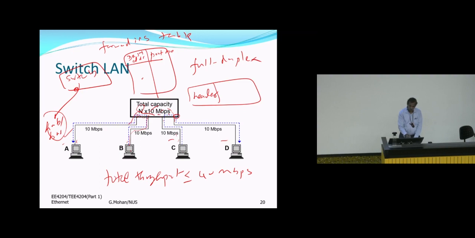So if you connect only one computer to this, there's no collision, right? But if you connect a hub to a switch, within the hub there can be collision. We say that within one port there can be collision.